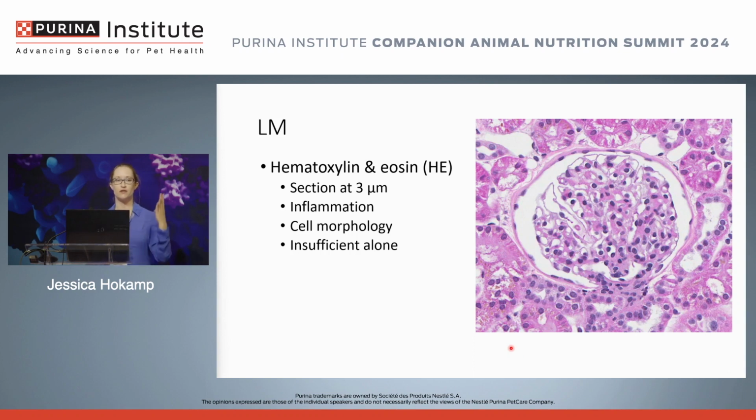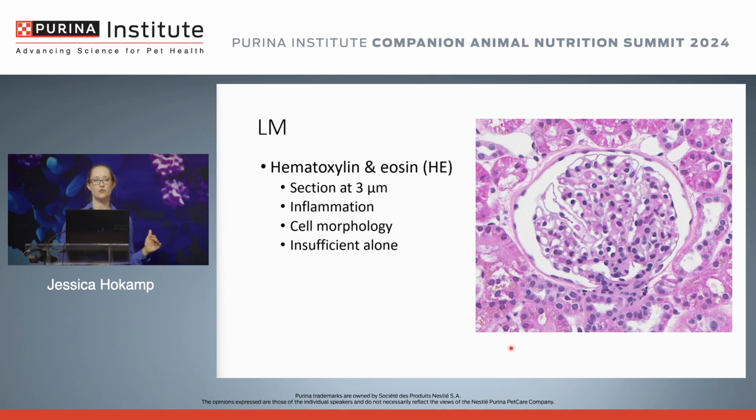With light microscopy, there are 4 major stains that we require for any suspicion of glomerular disease, and these are going to include hematoxylin and eosin, which allows us to assess inflammation within the glomerulus and cell morphology, but by itself is insufficient. Importantly, these biopsies for light microscopy need to be sectioned very thin, at about 3 micrometers.